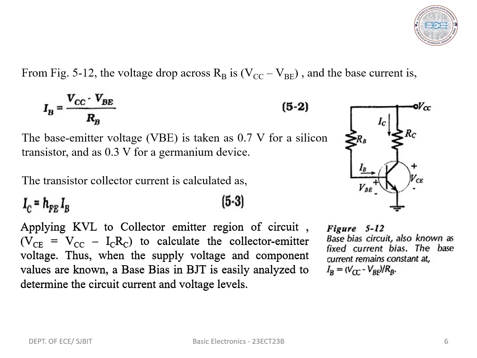So here I have considered the same circuit, a base bias circuit, which is also known as fixed current bias. The base current remains constant at IB equals VCC minus VBE by RB. When we apply KVL to the collector emitter region of the circuit, VCE is equal to VCC minus IC into RC to calculate the collector emitter voltage. Thus, when the supply voltage and component values are known, a base bias BJT is easily analyzed to determine the circuit current and voltage levels.